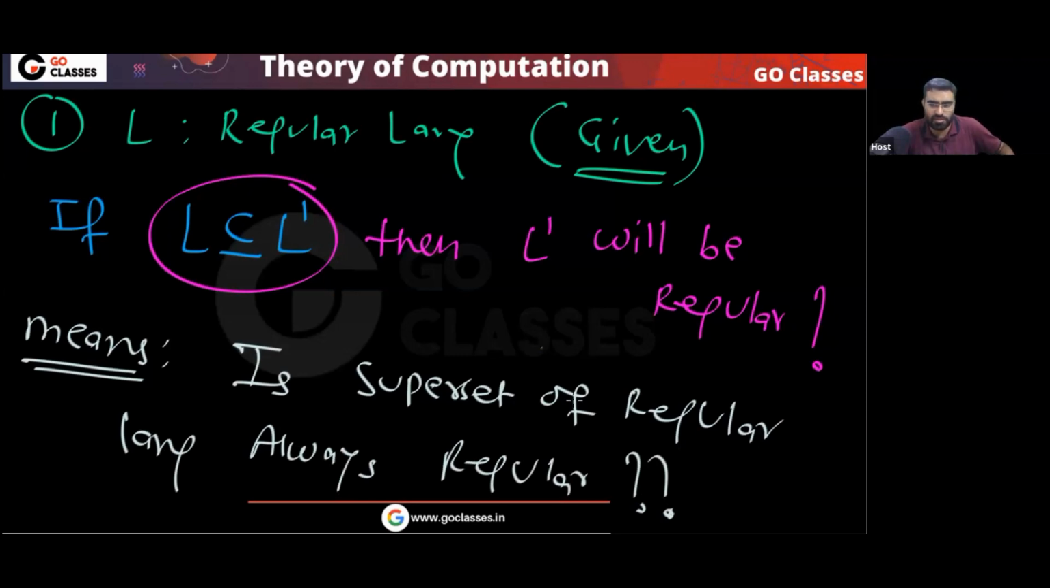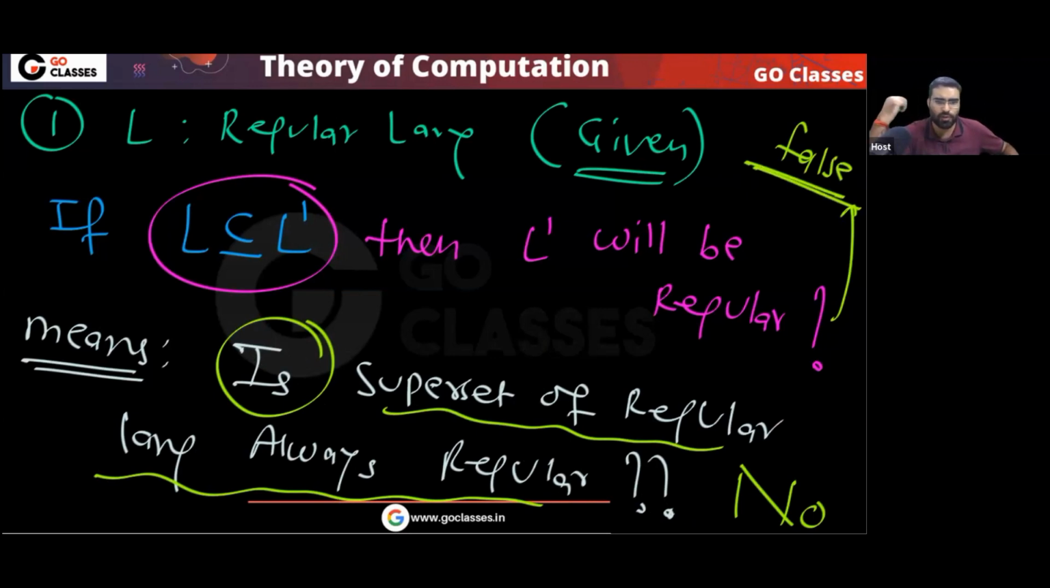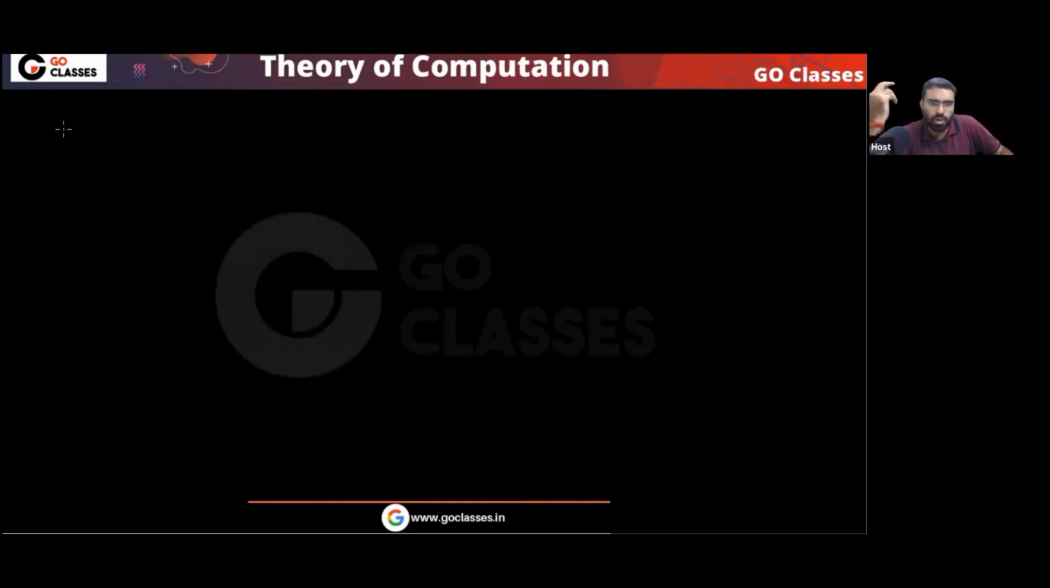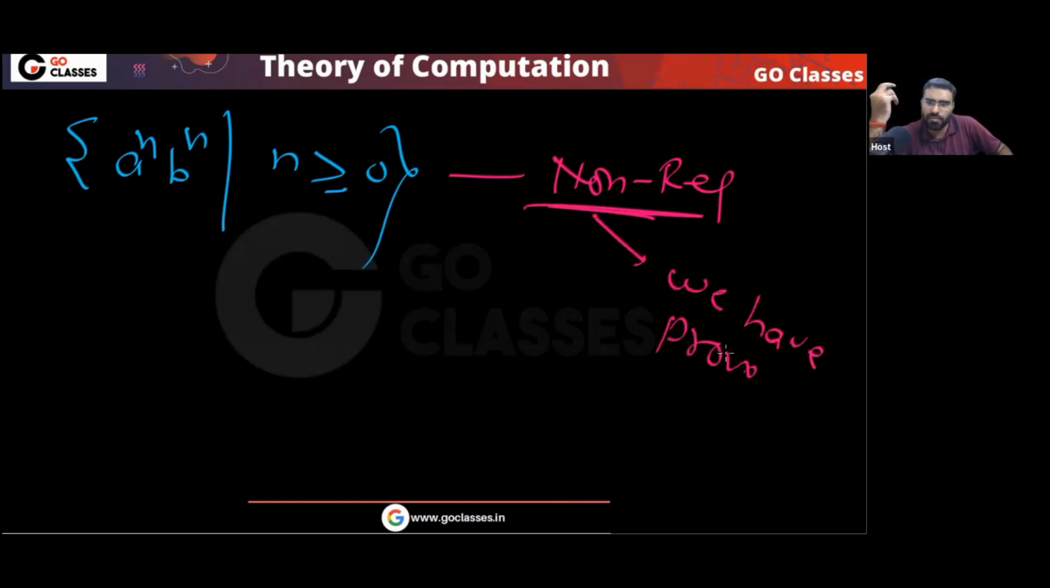See, this statement is false. The question is asking, is a superset of a regular language always regular? And the answer is no. Remember, this statement is false. Can you tell me why this statement is false? You already know. Do you remember we have proven this A power n, B power n? Do you remember this is non-regular? We have already proved that this language is non-regular.